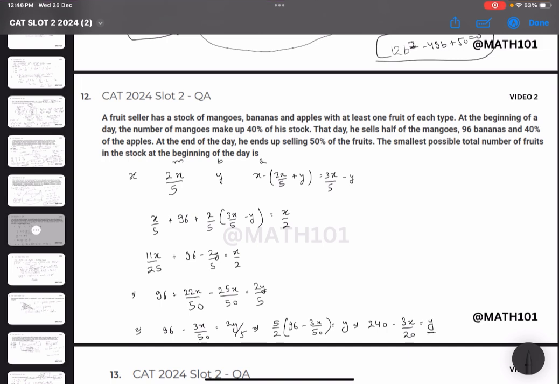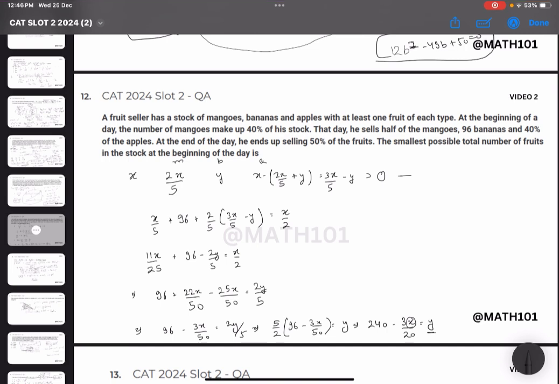As y is an integer, obviously a whole number, a natural number in fact, we have that x is a multiple of 20. First thing to note. And the number of apples should be greater than or equal to 1, so we'll write greater than 0.